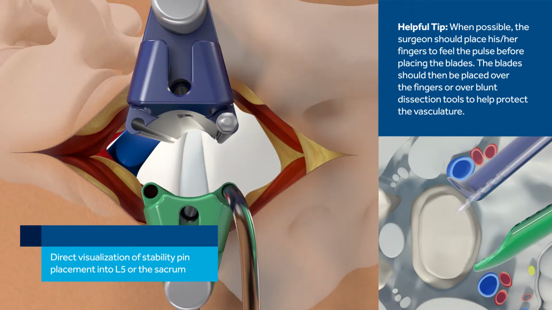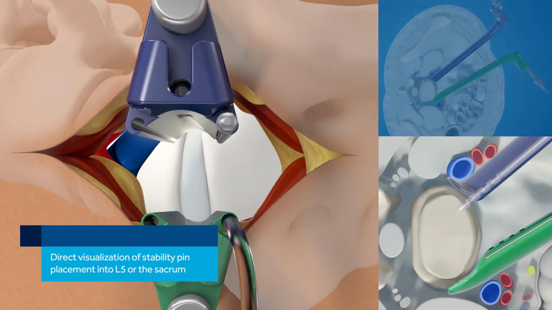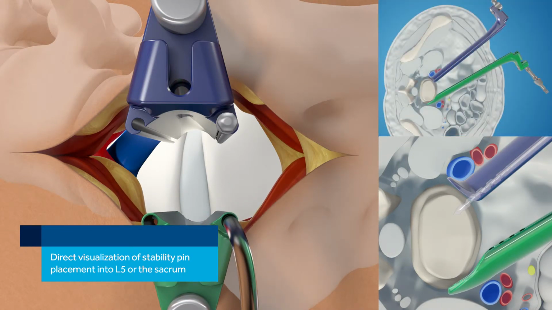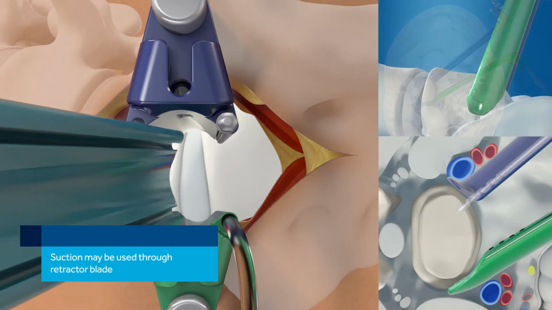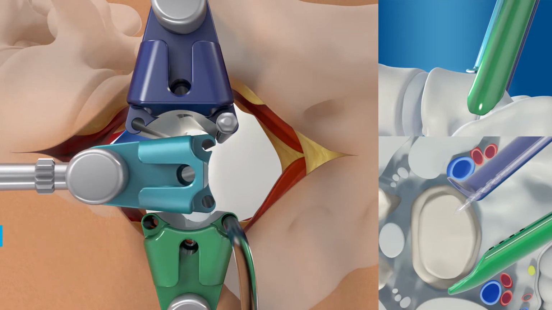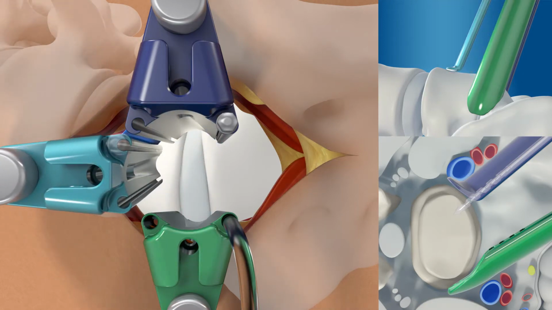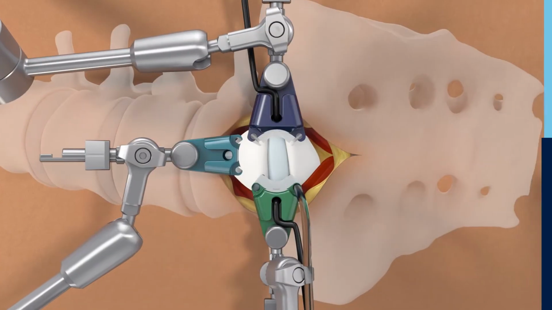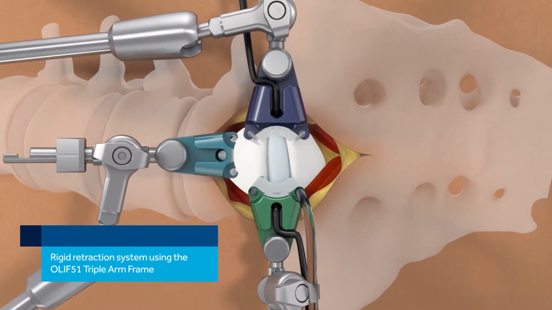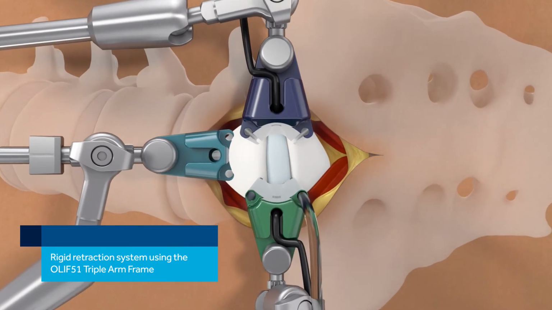Place the green Holman retractor medially with the distal tip wrapping around the contralateral side of the disc space. A suction device may be used through this retractor. Finally, another blue vessel blade is placed at L5 to protect the bifurcation. The flexible arm retractor system can be fully tightened to hold the blades in place.